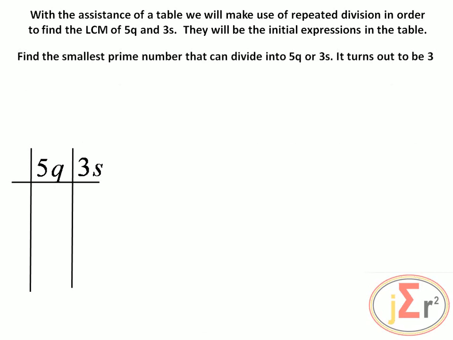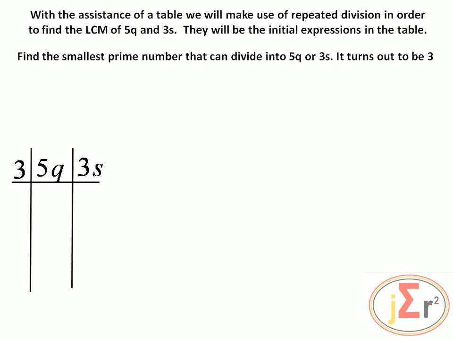Find the smallest prime number that can divide into 5q or 3s without leaving a remainder. So if it can go into 5q or 3s or both, then we may choose that prime number. It turns out to be 3. So 3 is the number that we are going to be using, the smallest prime number that can go into any of those.